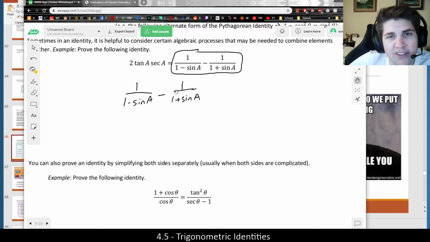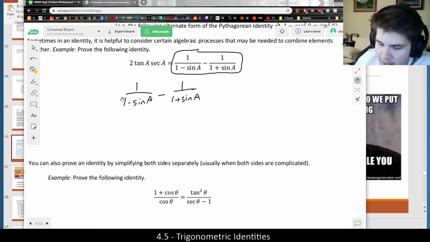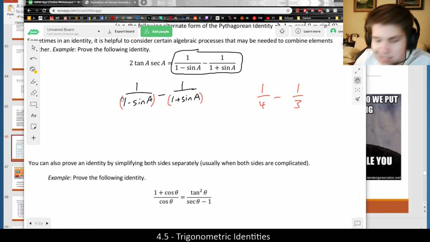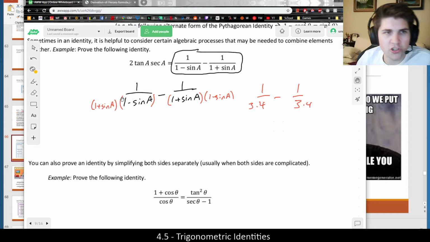In order to add or subtract fractions, I need to have a common denominator. And in this case, the denominators are not the same. And what I could do to match the denominators is multiply them by the opposite thing. So it's kind of like if I have 1/4 minus 1/3, the way that I could do this is I need to multiply by the opposing denominator, right? And once I have a common denominator, 12, I can multiply. So in this case, I could multiply the first one by 1 plus sine and this one by 1 minus sine. And that would make sure that those denominators are equivalent.